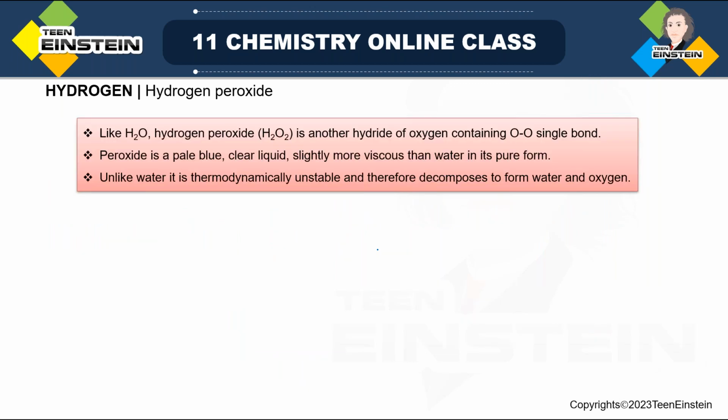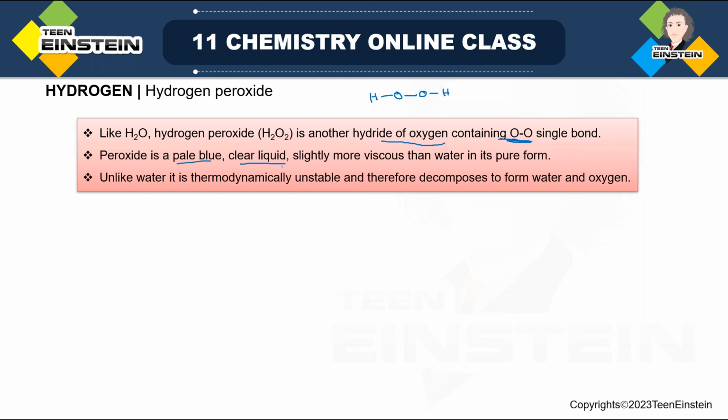So now we will start the next topic, which is hydrogen peroxide. Hydrogen peroxide is also an oxide of hydrogen, just like H2O, but the only difference is here you have one extra oxygen, and this is the bonding. That is, you have HO, then OO linkage. So this is a unique thing you are seeing here, which you have not seen before. In water, it is HO and then H, but here we are seeing OO linkage. Like H2O, hydrogen peroxide is another hydride of oxygen, which contains this unique type of bond.